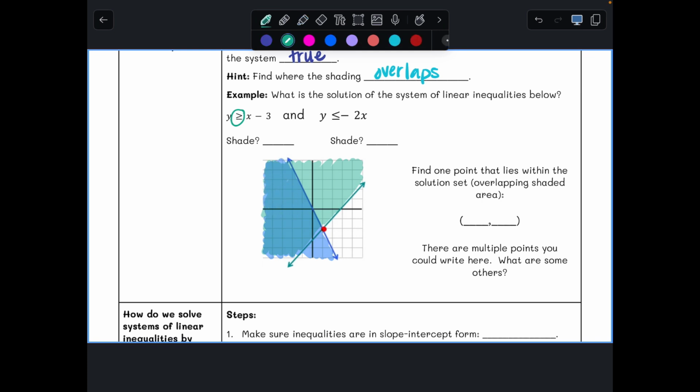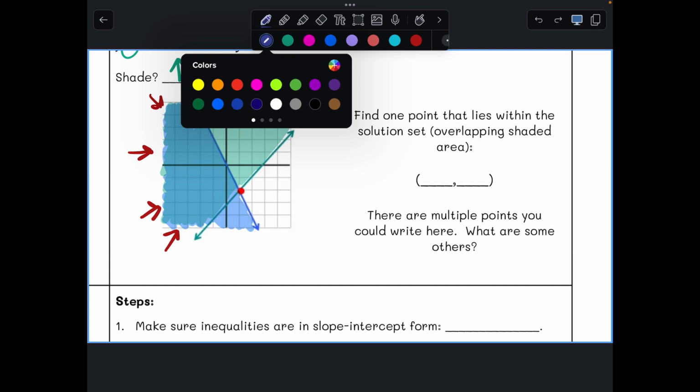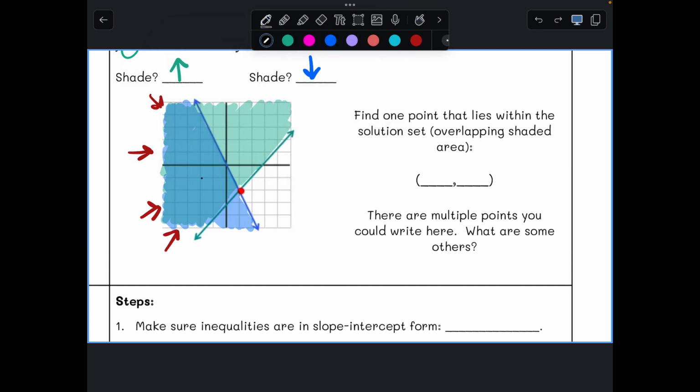So this area where the shading overlaps, right there, is the solution. So we shaded above the line here, and we shaded below the line here. So find one point that lies within the solution set, the overlapping shaded area. We can pick really any point. I'll go ahead and pick this one here. I'm going to do it in black. So I'll pick this point.